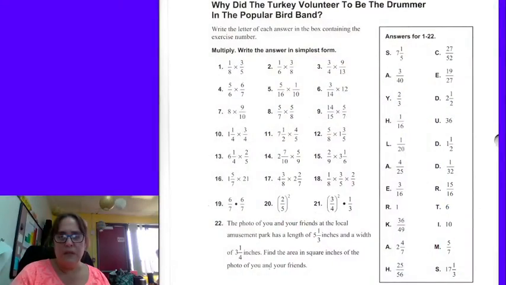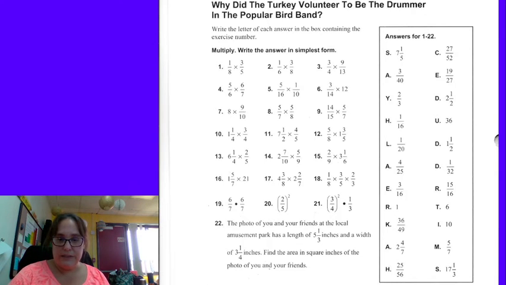Okay? Take a look at your worksheet. I believe we got all the way 1 through 12. That leaves you with 1, 2, 3, 4, 5, 6, 7 problems to do. Would you like to do 22 together as well, since it's a story problem? Okay, let's do that one, and then you're on your own.